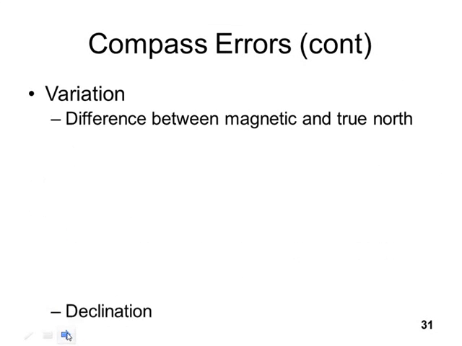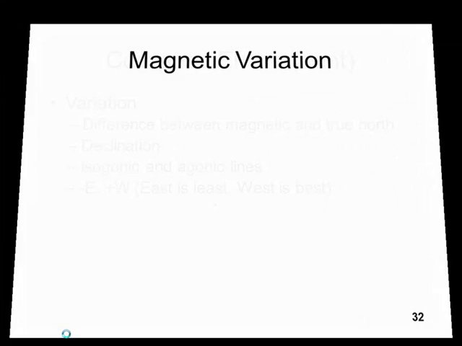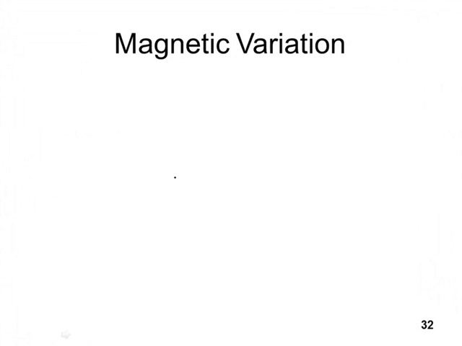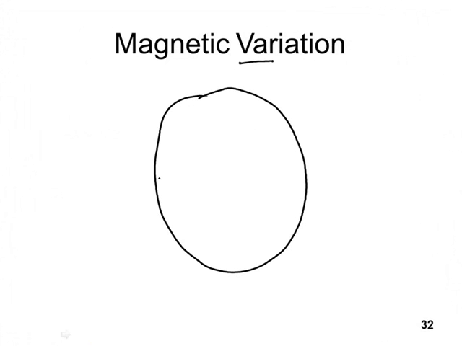I want to look at a picture first. All right, so let's talk about magnetic variation. Magnetic variation was that diagram I showed you before. If this is the Earth, and here I'll put the contiguous 48 states.